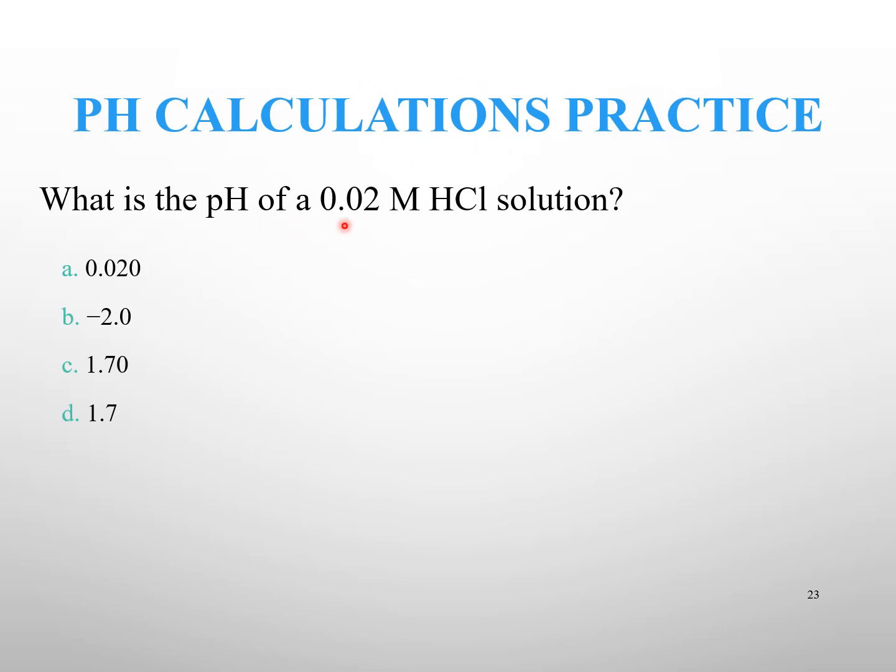What is the pH of 0.02 molarity HCl solution? So here's the molarity. pH is minus log of H. So that would look like this: minus log of 0.02. And when you do your calculation, you get 1.7. So our answer is D here.